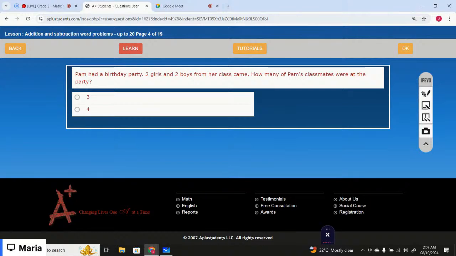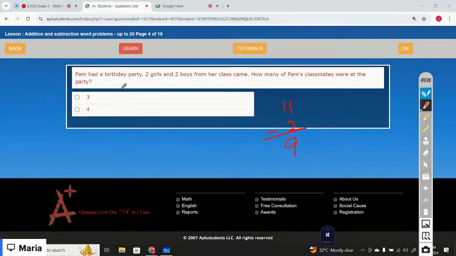Pam had a birthday party. Two girls and two boys from her class came. How many of the classmates were at the party? So let's just understand the question. It's Pam's birthday, right? Two girls and two boys from her class came. You need to find how many total classmates were at the birthday party.